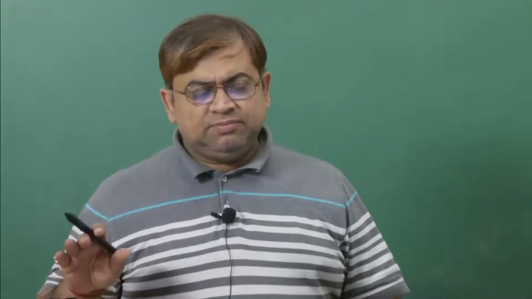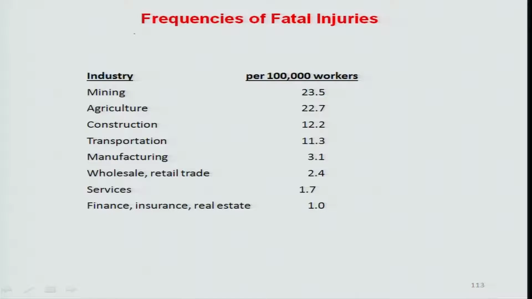So the organized study of such occupational hazards becomes a sort of precondition for laying out any work system, and for maintaining and carrying out activities associated with the work system. So let's look at some data. If we look at frequencies of fatal injuries per 100,000 workers in different industries, this is data pertaining particularly to the United States again.